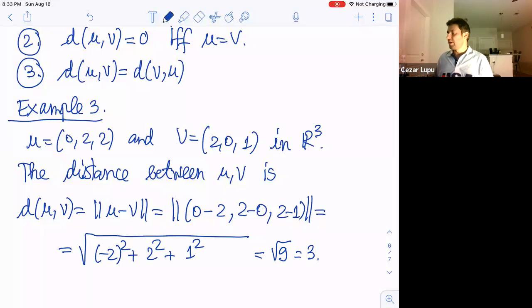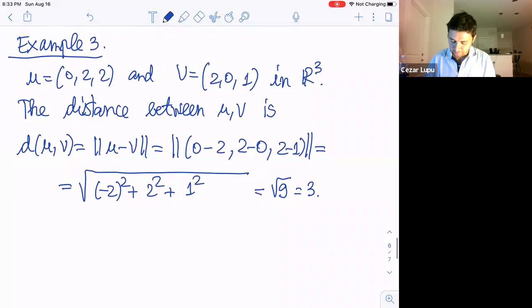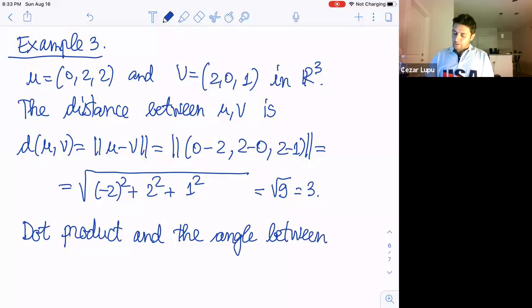Now I want to veer towards something else. So we have seen how we find the length of a vector. We have seen how to find the distance between two vectors, but now I want to see how to find the angle between two vectors. And for this, I will need what we will call the dot product and the angle between two vectors.